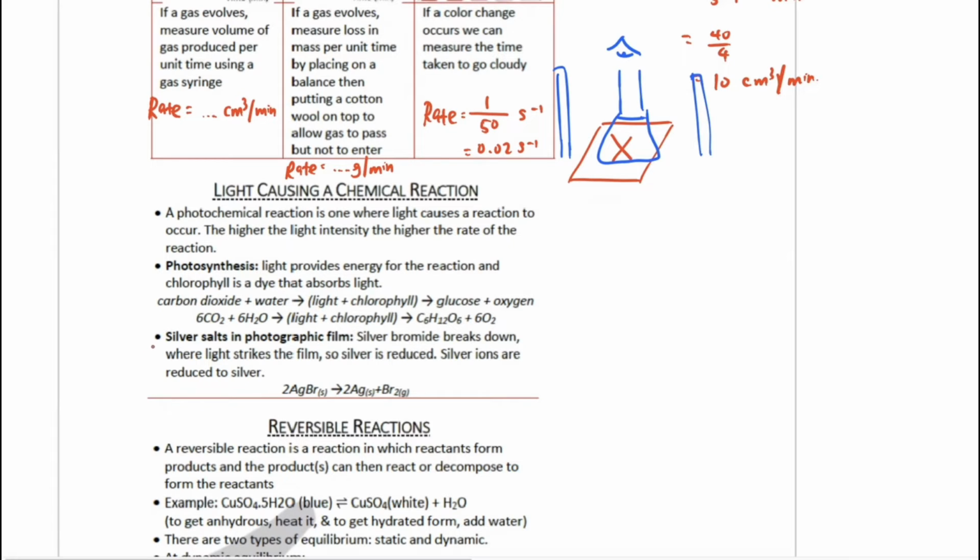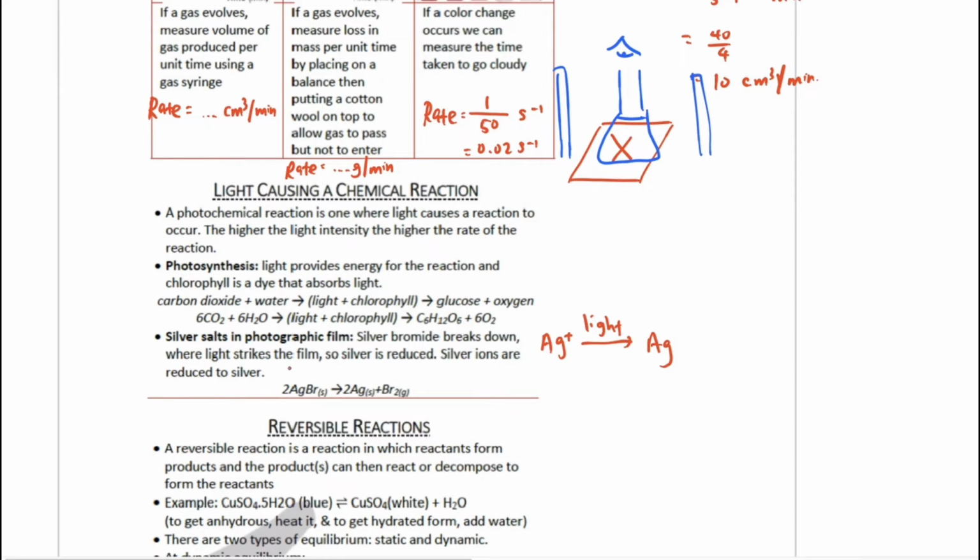Okay, so another example is silver salt in photographic films. What happens is the film contains silver bromide. Because of the presence of the light that strikes the film, the silver Ag+, because of light, it changes to Ag. Yeah? So once Ag is formed, then the film, which is black color initially, becomes silver color. So you can see some silver color on the film. So that is how they make the image. So this is the chemical reaction. Silver bromide becomes silver plus bromine gas.